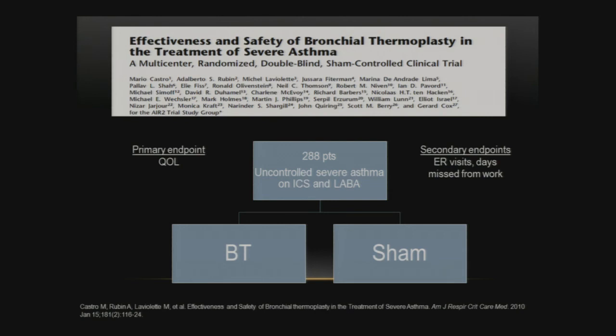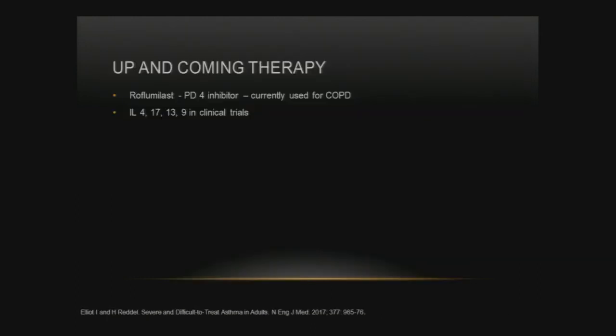So something to consider. We don't have the catheter here, but it's something to consider for referral for refractory asthma. And then some of the up-and-coming therapy, I'm not going to talk about this, but they are looking at roflumilast for asthma. It's currently used for refractory COPD, but they are studying it for an asthma indication. And then other interleukins, IL-4, 17, 13, and 9, are also in clinical trials for asthma.